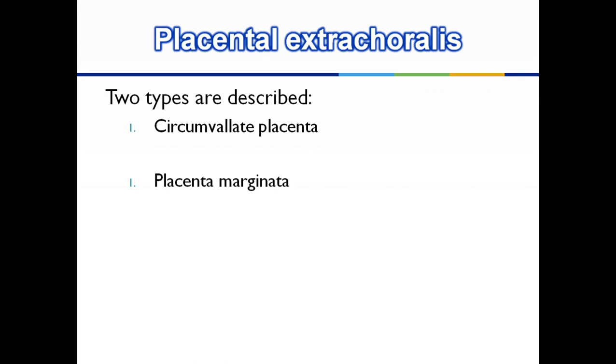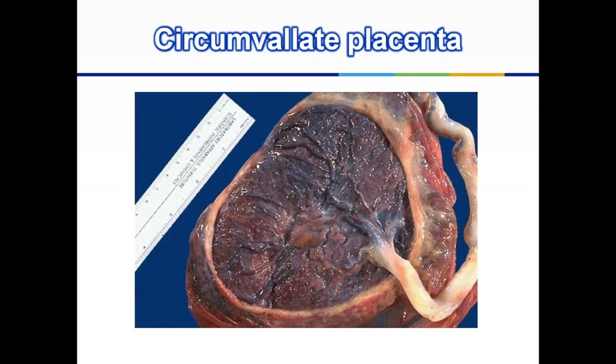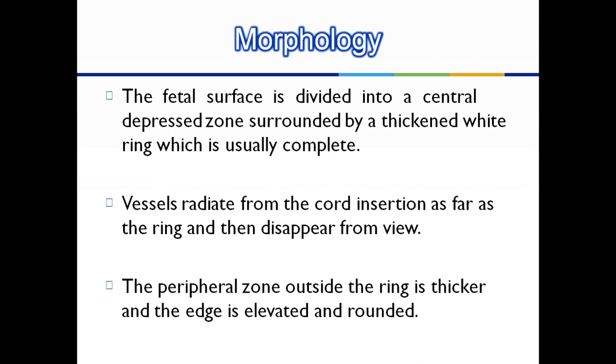The placenta extrachorialis. Two types are described. One is circumvallate placenta, second is placenta marginata. This is a circumvallate placenta. The fetal surface is divided into a central depressed zone surrounded by a thick and wide ring which is usually complete. The vessels radiate from the cord insertion as far as the ring and then disappear from view.